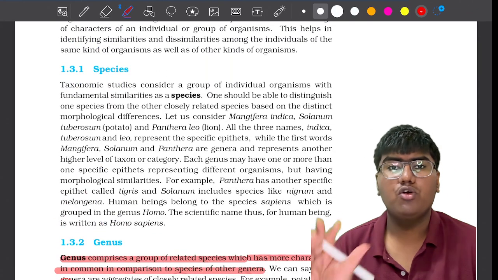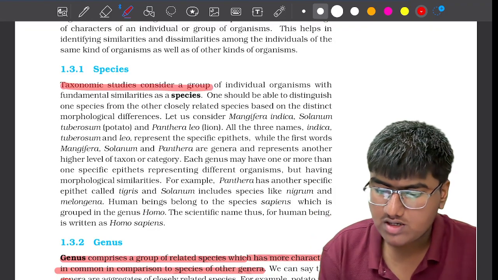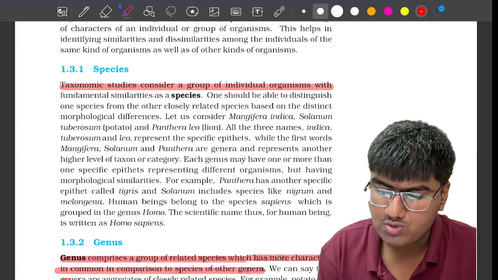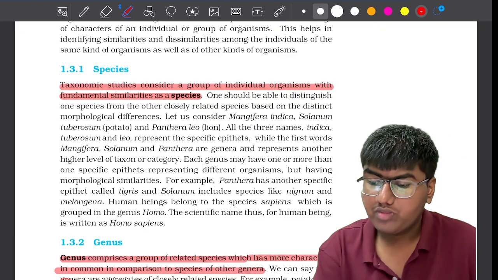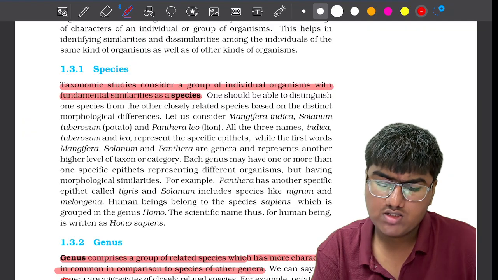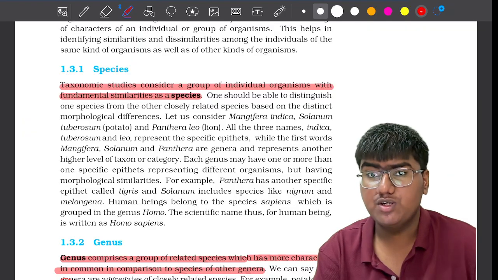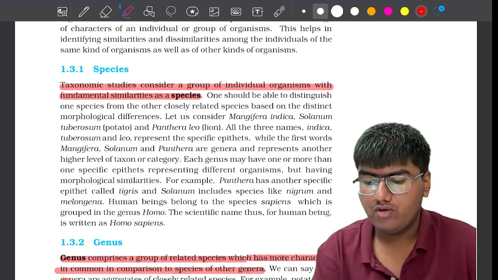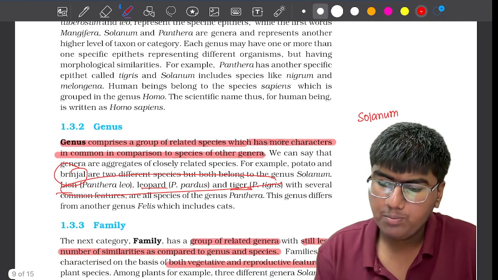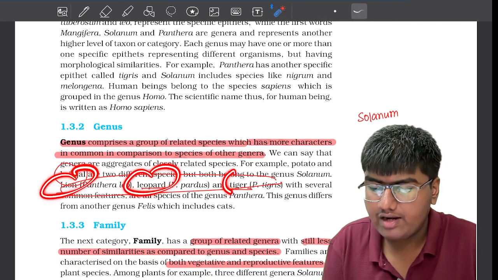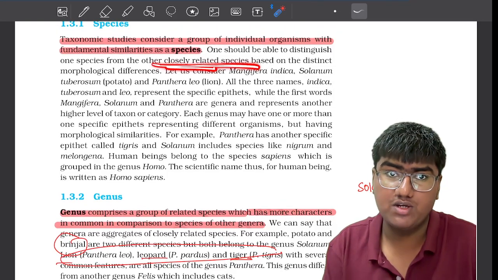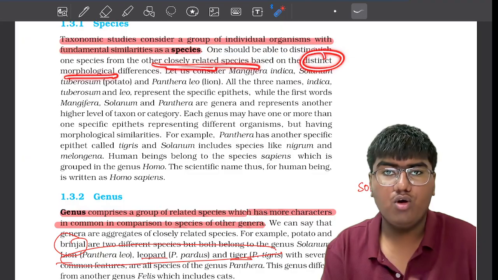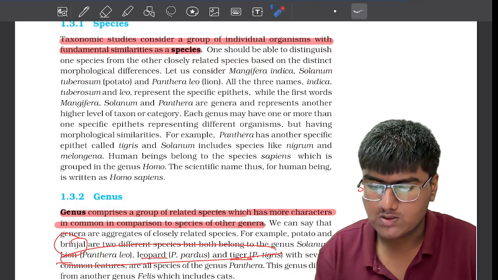Next comes species, which has the most amount of common characters. Taxonomic study considered the group of individual organisms with fundamental similarity as species. One should be able to distinguish one species from other closely related species based on distinct morphological differences. So here, lion, leopard, and tiger are closely related species, but we are distinguishing them based on morphological differences and many other differences also.